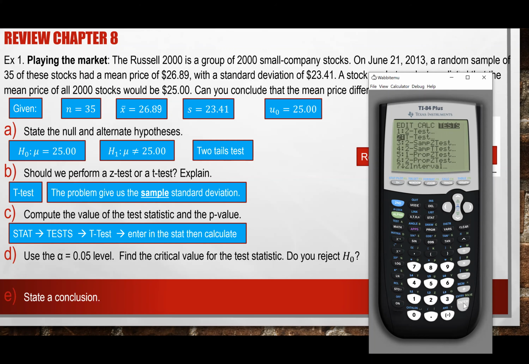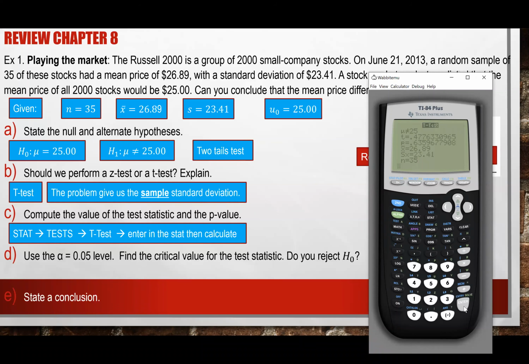Okay? So if you use the t-test, make sure that you type in the data, which is what we have. And my mu is 25. I have the information prior, which is 26.892341, my n is 35, and make sure you choose the two-tail test, not the left tail, not the right tail, the two-tail, and then you choose calculate.